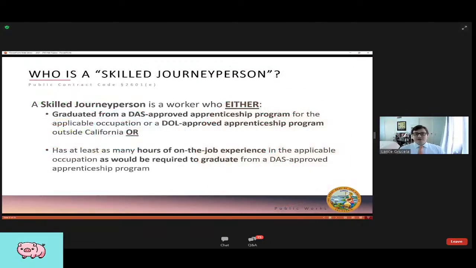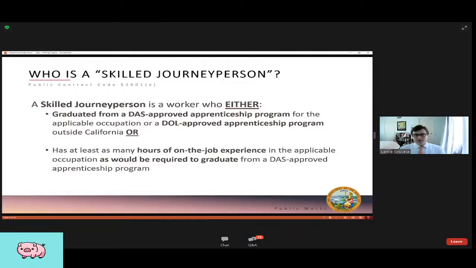Okay, who is a skilled journey person? Again, the basic rule is that if you're a contractor or a subcontractor and there's a skilled and trained workforce requirement, everyone you employ in an apprenticeable craft has to be either an apprentice or a skilled journey person. Apprentice is easy, and what I mean by easy is black and white. They're either an apprentice or they're not.